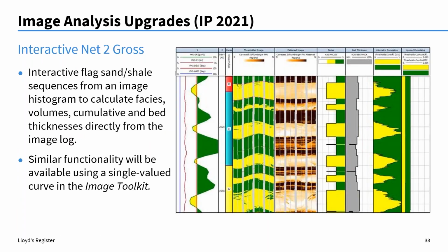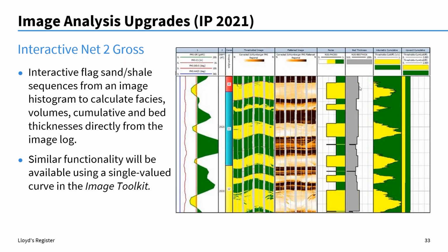Moving on. This has been a bit of major work as well: the interactive net to gross. It's available for both image logs and for curves. And basically you can take an imagegram, run a threshold on it, and then you end up with 4 result curves. The first one is basically the first past the post. Which is the predominant facies? Is it yellow or green? Is it sand or shale? And that's what we show here.